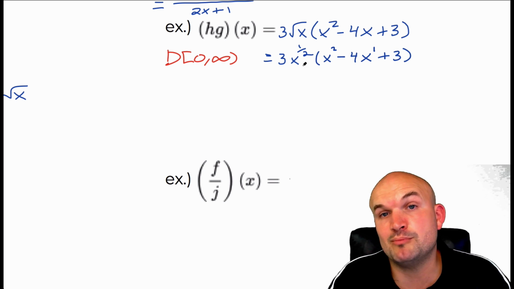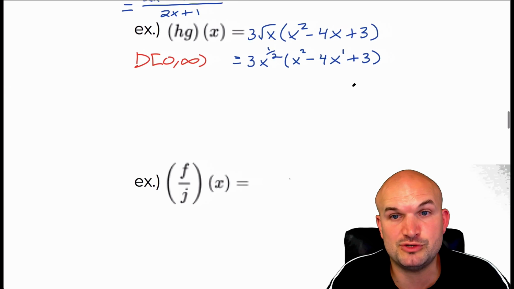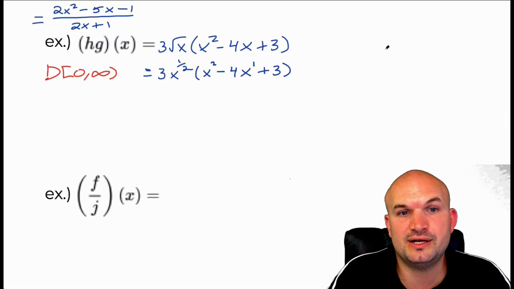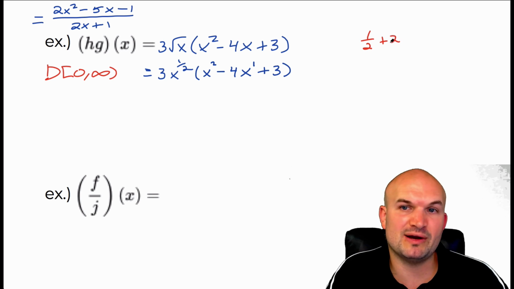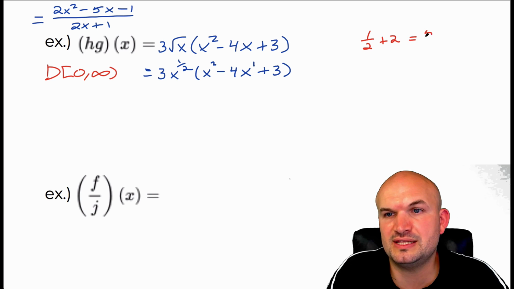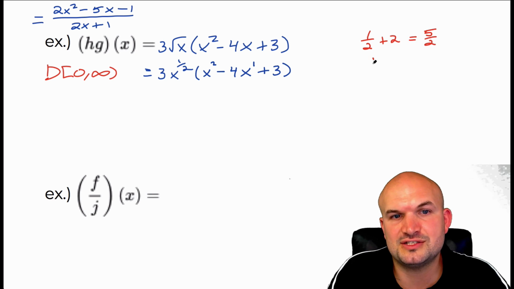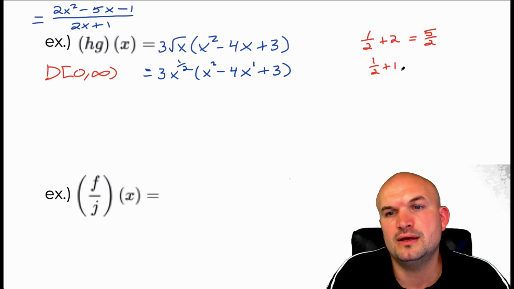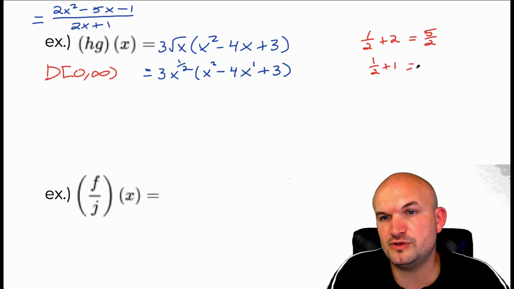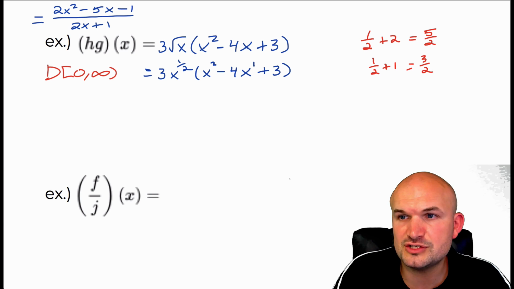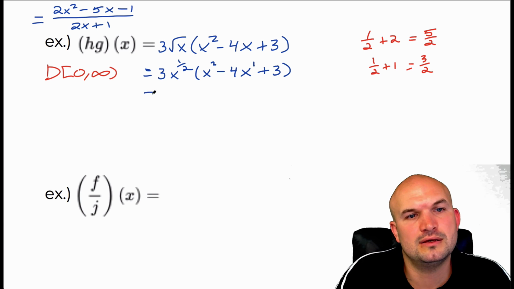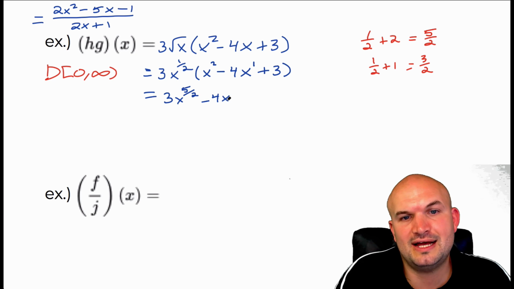Then also remember that when you're multiplying exponents, you add the powers. So basically I need to add 1/2 plus 2. You could rewrite 2 as 4/2, so therefore that's equal to 5/2. Then, when I multiply 1/2 times 1, you can rewrite 1 as 2 over 2, so that is 3/2. So by multiplying this, I can rewrite 3x to the 1/2 times x squared as 3x to the 5/2 minus 4x to the 3/2.